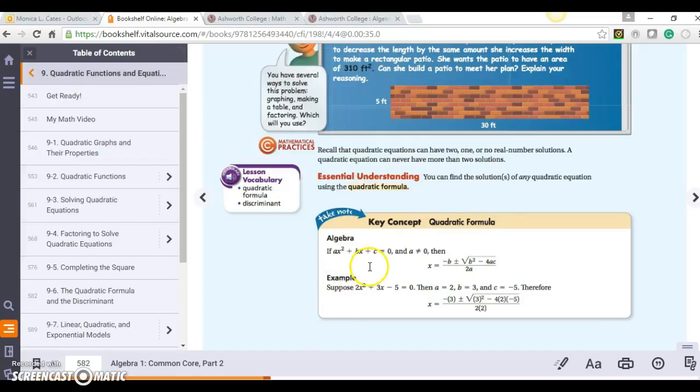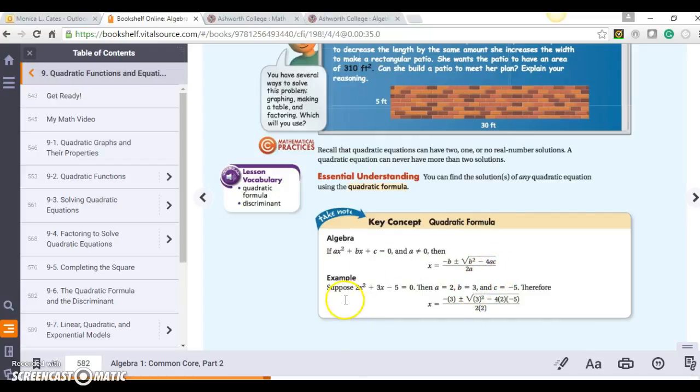When the quadratic equation is in the form ax squared plus bx plus c equals 0, where a is not equal to 0 because I have to have that x squared part, then I can use the quadratic formula: negative b plus or minus the square root of b squared minus 4ac, all over 2a.